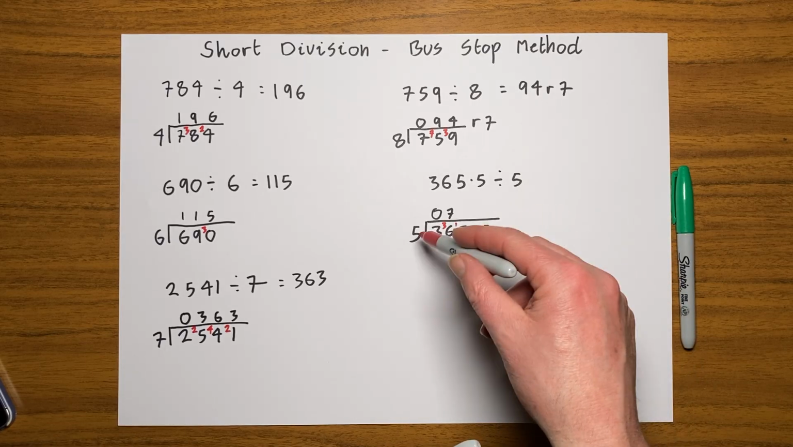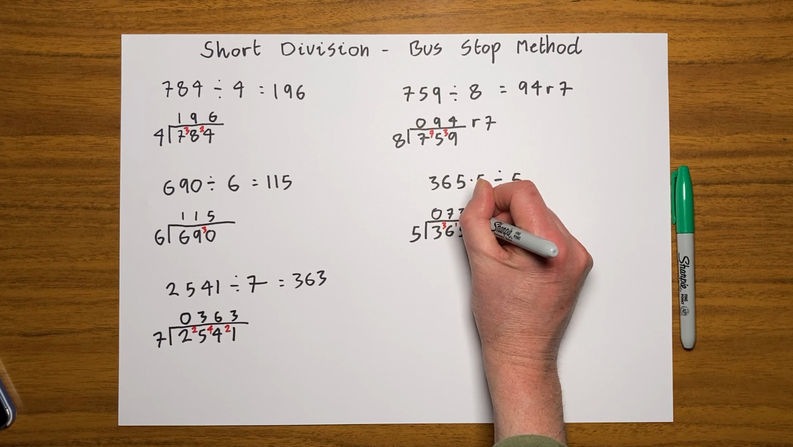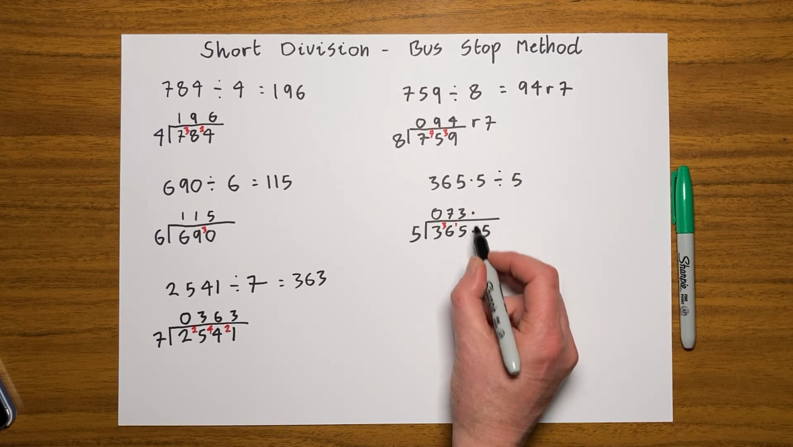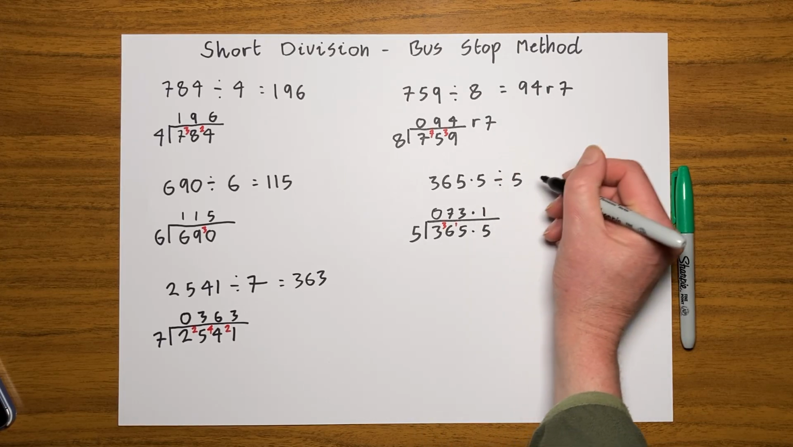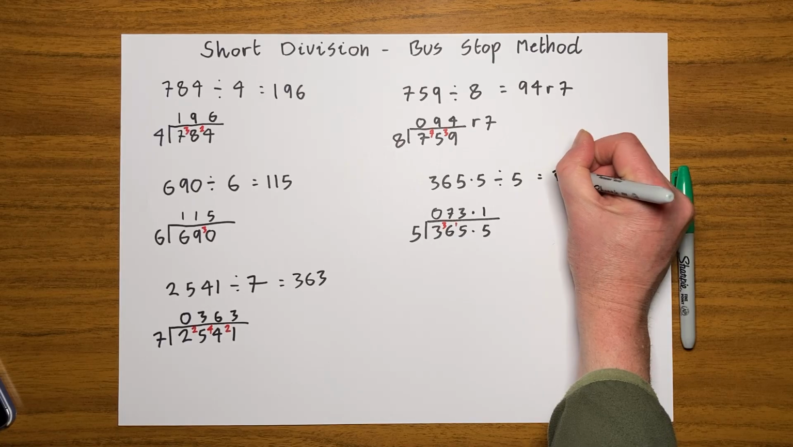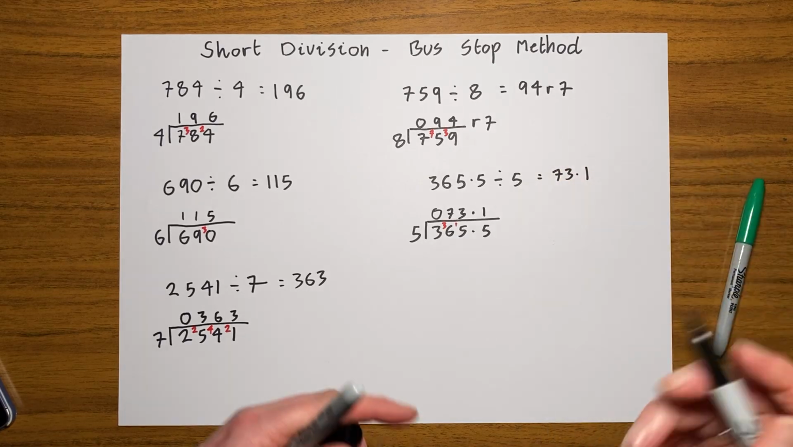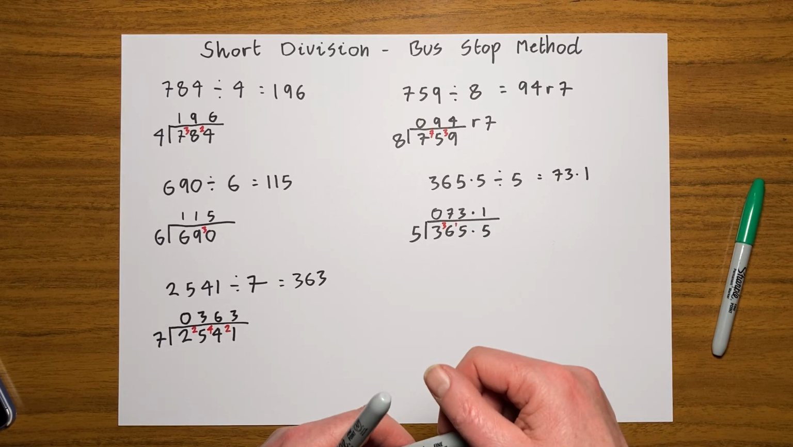How many 5s in 15 is 3? And then here, the important bit is just to make sure I put my decimal point in the same place above. How many 5s in 5 is 1? So I get 73.1.